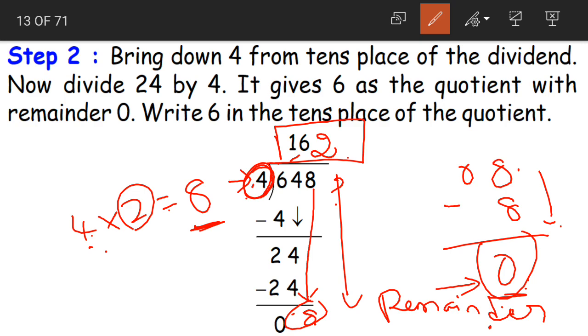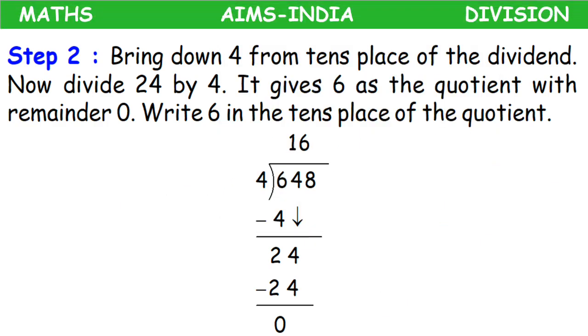162. Clear children? Division of a 3-digit number by a 1-digit number. Here the divisor is 4, dividend is 648, quotient is 162 and remainder is 0. Okay?